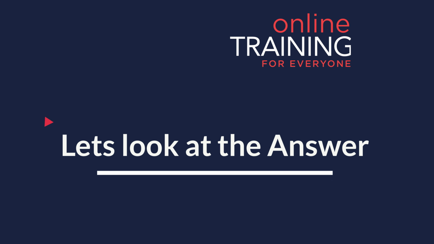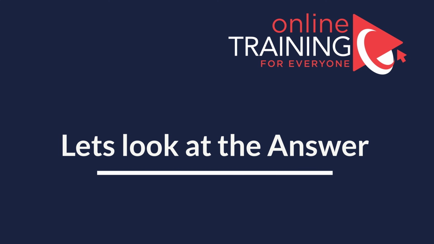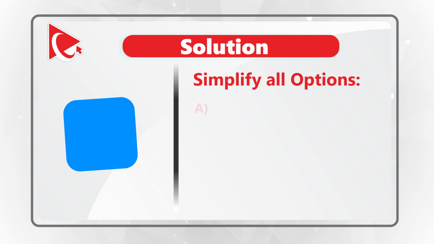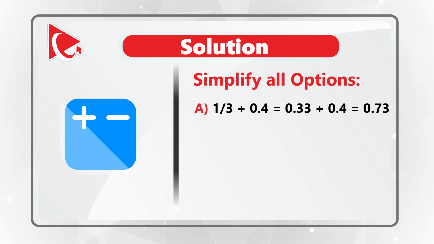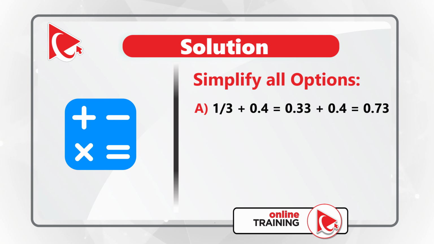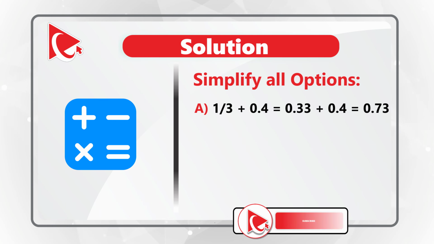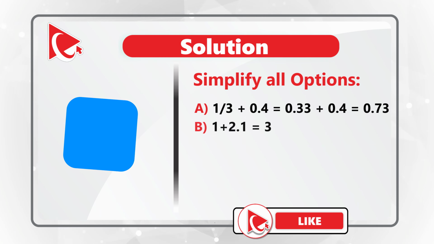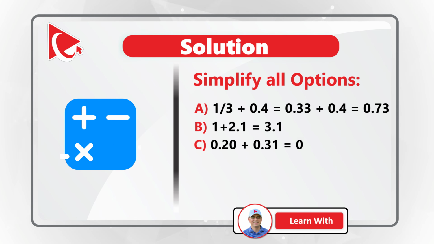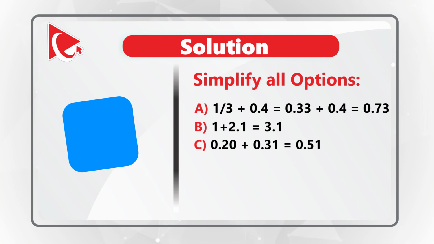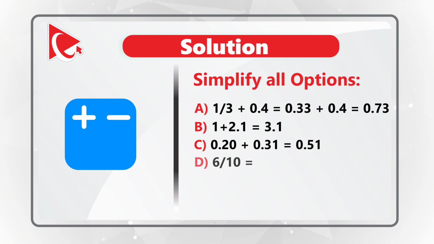The tricky part here is that the question is designed to make you do a mental math. To get to the final answer, you need to simplify all the options. For example, option A, 1/3 plus 0.4 equals 0.33 plus 0.4, which is 0.73. Choice B, 1 plus 2.1 equals 3.1. Choice C, 0.20 plus 0.31 equals 0.51. And choice D, 6/10 equals 0.6.